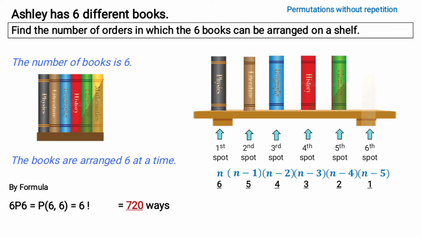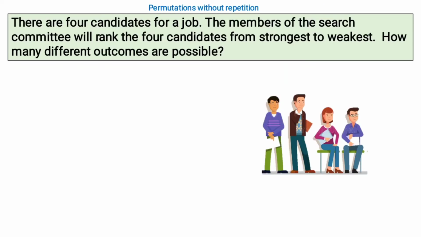And with that, pwede na natin silang i-multiply. 6 times 5 times 4 times 3 times 2 times 1 is equals to 720 ways. So, ayun na ang by FPC na method. Now, let's go down to our next problem.